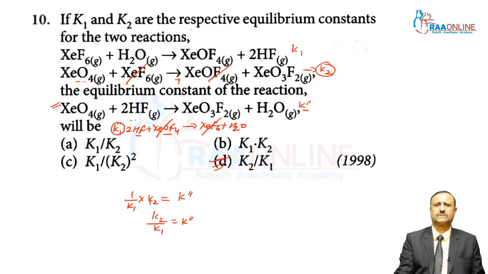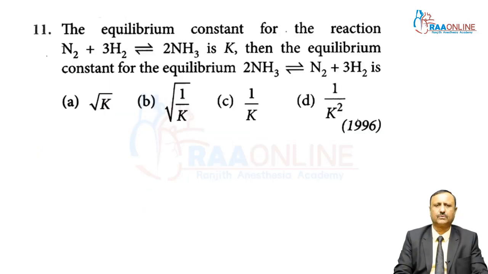First of all, my dear students, this is your target reaction, and you can see which reactions are given. You can achieve the target reaction by reversing or doubling and adding the reactions. When reactions are added, the equilibrium constants are multiplied. So 1 upon K1 is multiplied by K2. Now my dear students, we can go to question number 11.